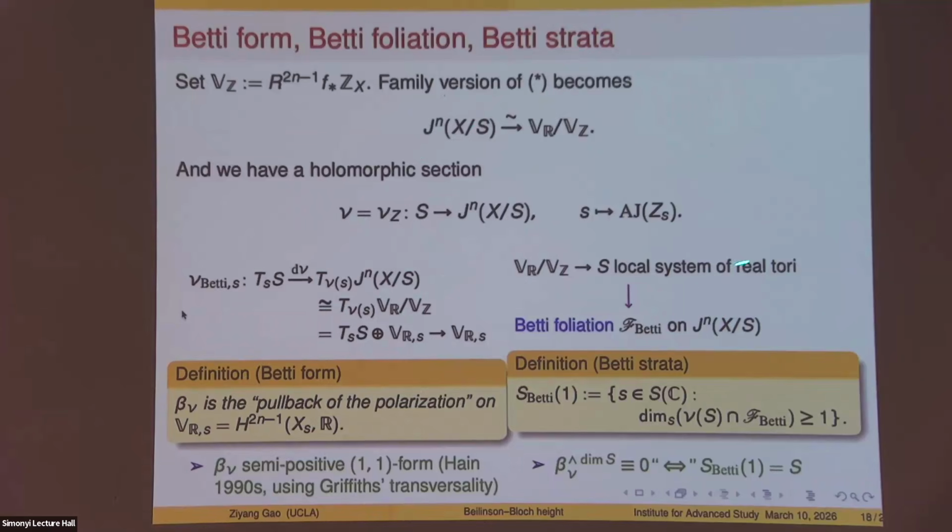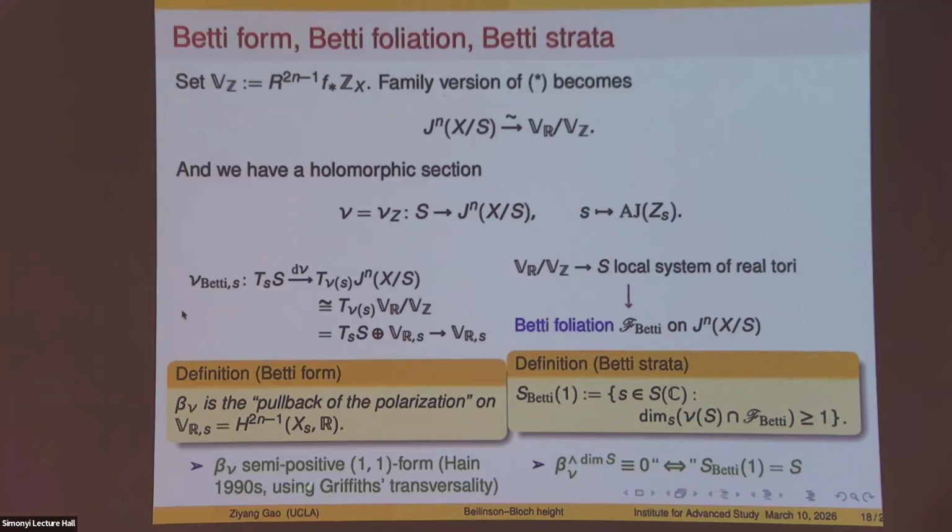On the other hand, we can define the so-called Betti strata. This will be somehow the vanishing locus, almost the vanishing locus. This is defined to be all the points such that this leaf intersects the image of this section non-trivially, non-discretely. There is at least a curve. Because all the leaves are holomorphic, this is something complex. Okay? So this is the Betti strata that we define.